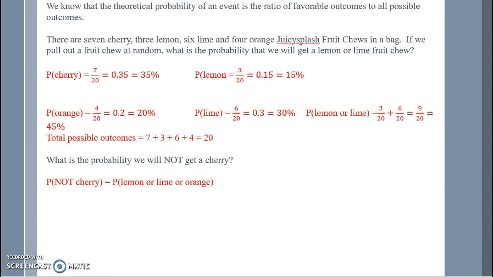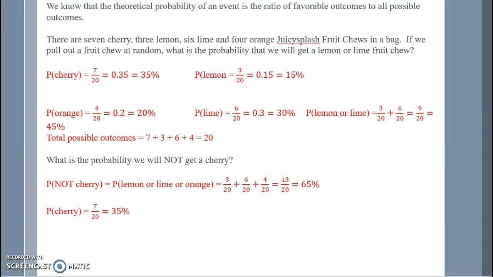What is the probability we will not get a cherry? So we want to know the probability of not cherry. So that would be the probability of a lemon or lime or orange. So then I can add their probabilities together. Lemon is 3/20, plus lime is 6/20, plus orange is 4/20, for a total of 13/20, or 65%.